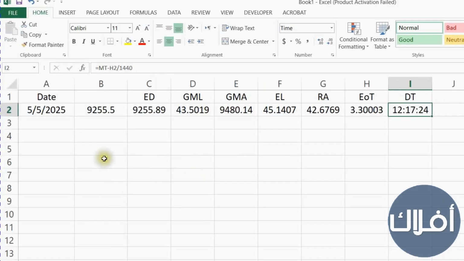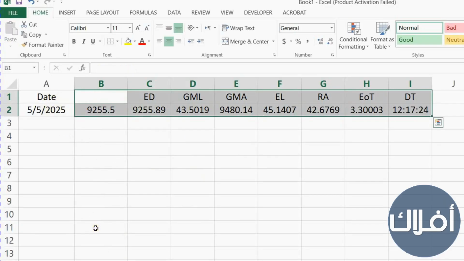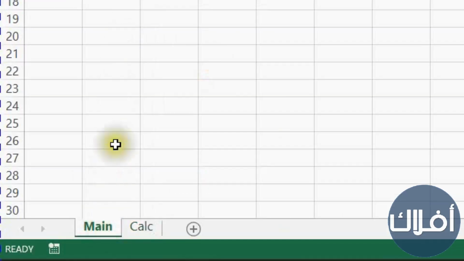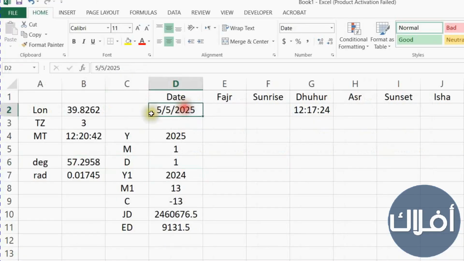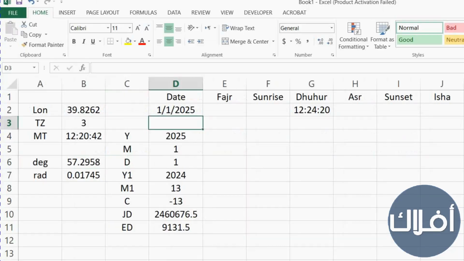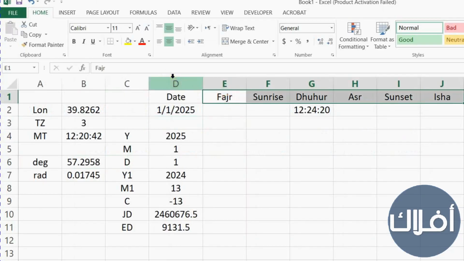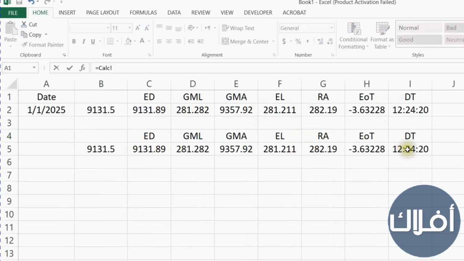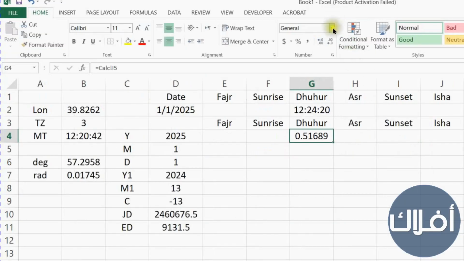Now let's go back to the calc sheet and we'll copy these cells and we'll paste here. This is the ED, so we'll take it from here and we can see that, and let's go to main and change this date to 1st of January 2025. And we can see that the results are identical. So we'll go back to the main sheet, we'll copy these cells and we'll paste them here. And we'll take Dhuhur time from calc sheet and we'll use time format.